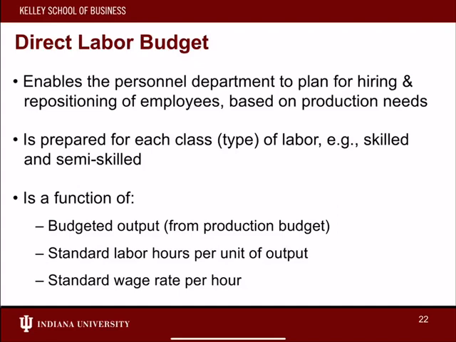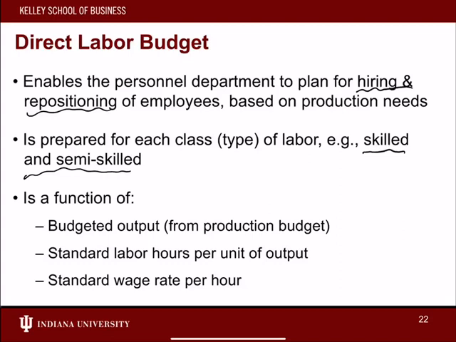Or maybe you only hired 2 employees and you found out later that you needed 10 employees. So it's a lot harder to hire people quickly, hire skilled workers quickly. But in general, if you have a good budget, it allowed you to plan for hiring and repositioning of employees throughout the year. You do this for every type of employee. So you have your skilled labor, your semi-skilled labor, if you need more accountants, more project managers, all that gets put into this labor budget.